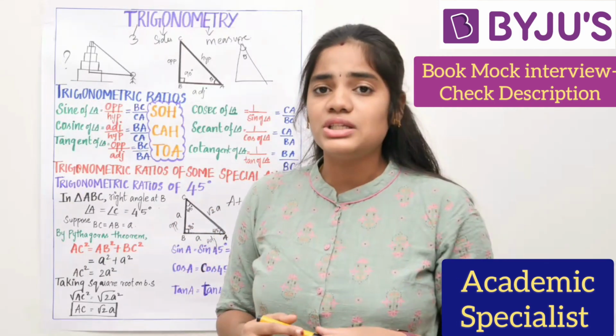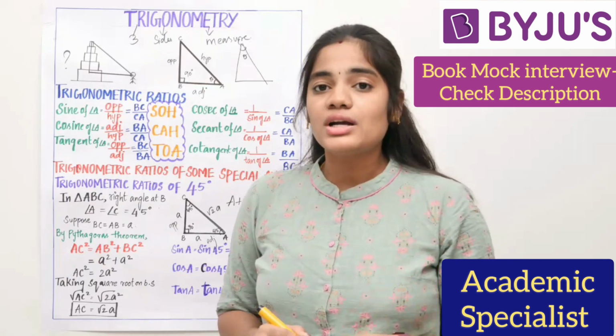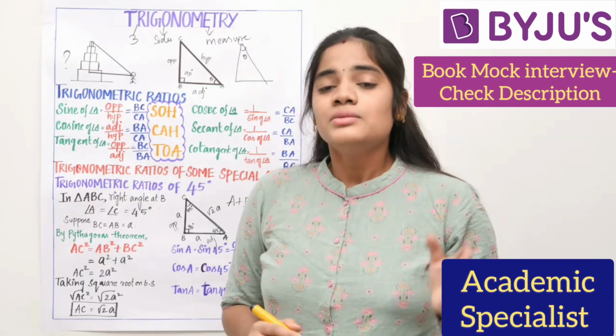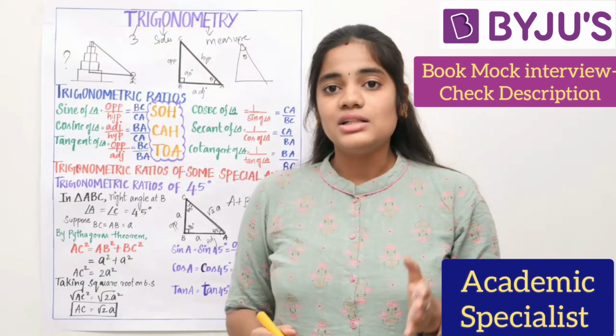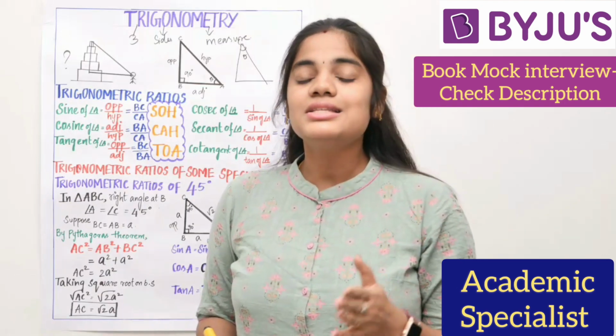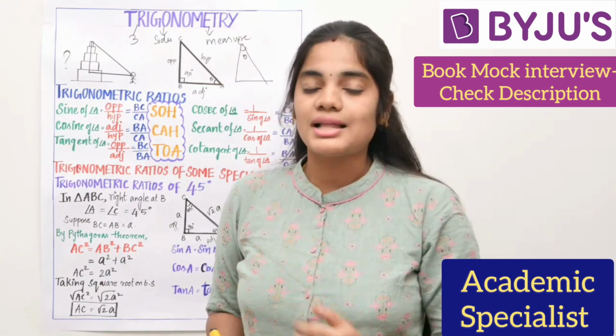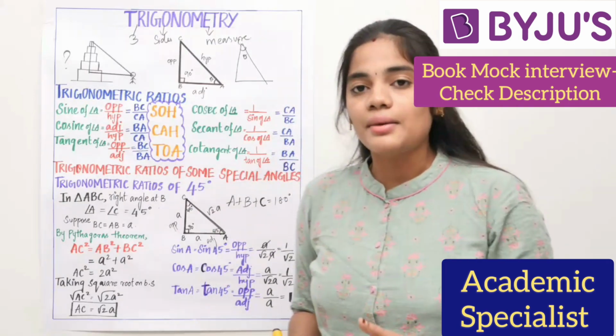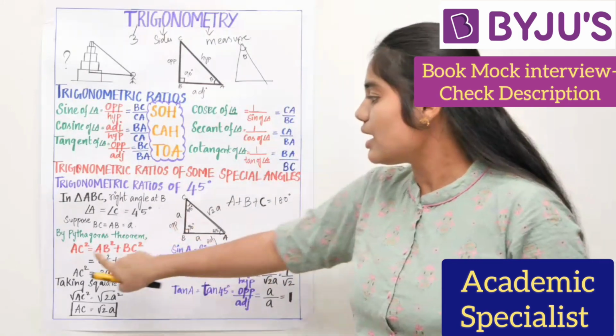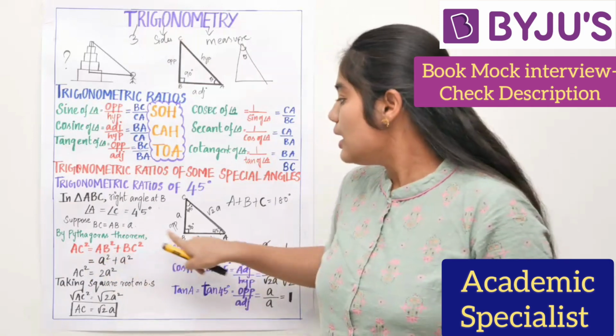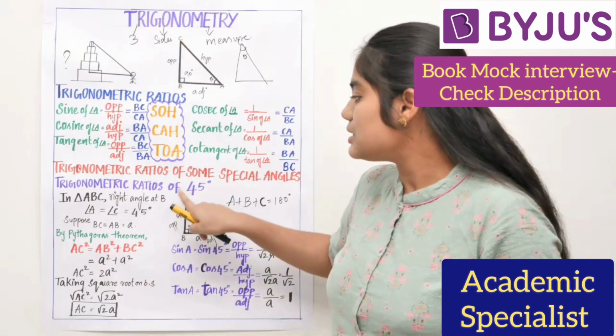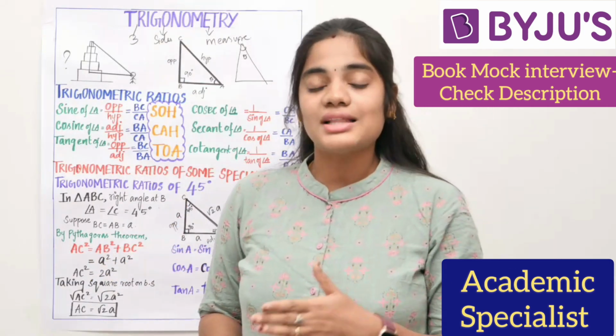How to find the hypotenuse side? Here we know the Pythagoras theorem. What is the Pythagoras theorem? In a right angle triangle, the square of the hypotenuse side is equal to the sum of the squares of the other two sides. Here we don't know the hypotenuse side, that is AC. So AC square is equal to AB square plus BC square, the sum of the squares of the other two sides.